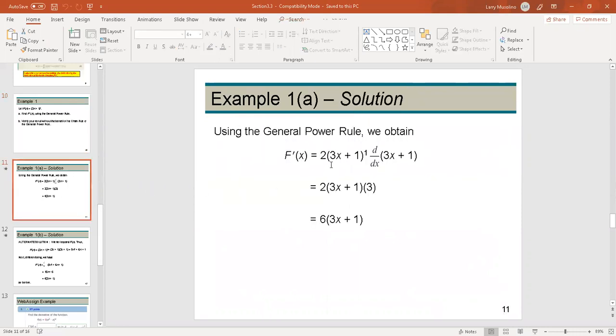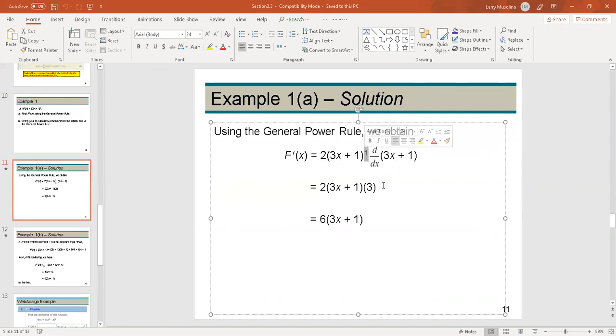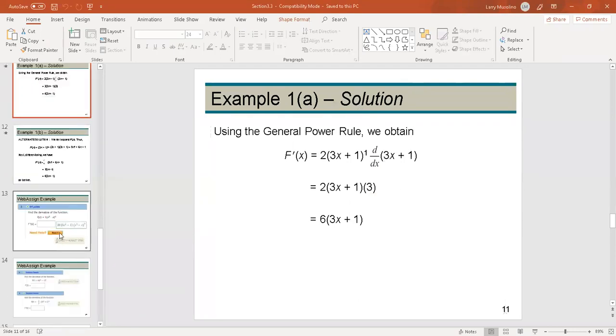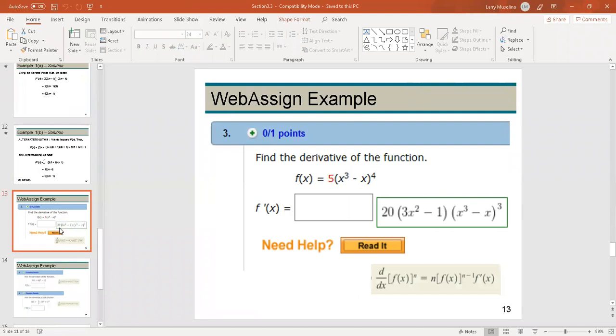So I'm bringing that exponent 2 down in front, leaving f of x alone, subtracting 1 from the exponent, so 2 subtract 1 is 1. Then the chain rule says I have to take the derivative of what was inside the parenthesis. The derivative of that f of x function, the derivative of 3x plus 1, that's just 3. So you can see I end up with this result as the derivative function. So you have to remember to take the derivative of what's inside.